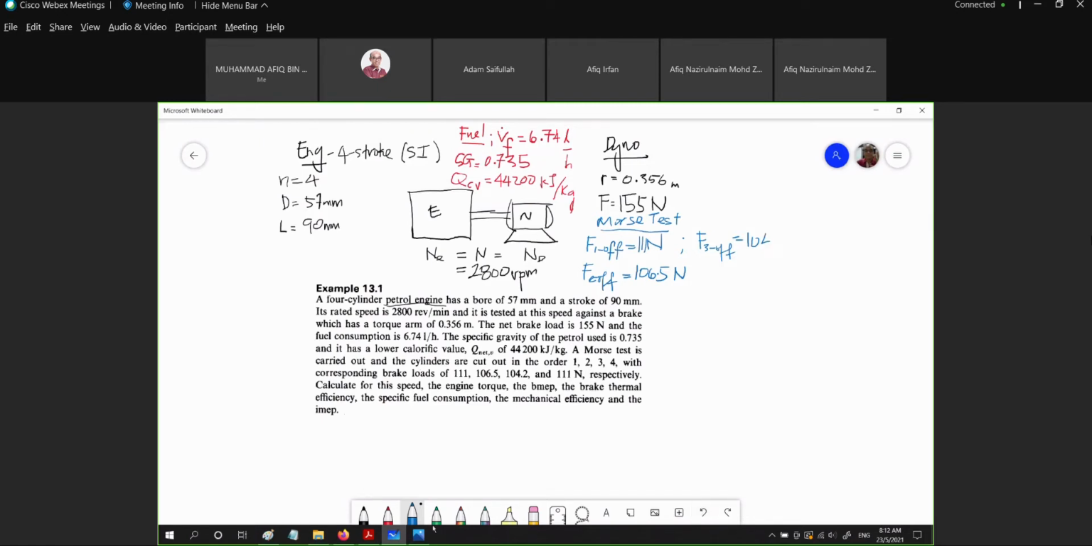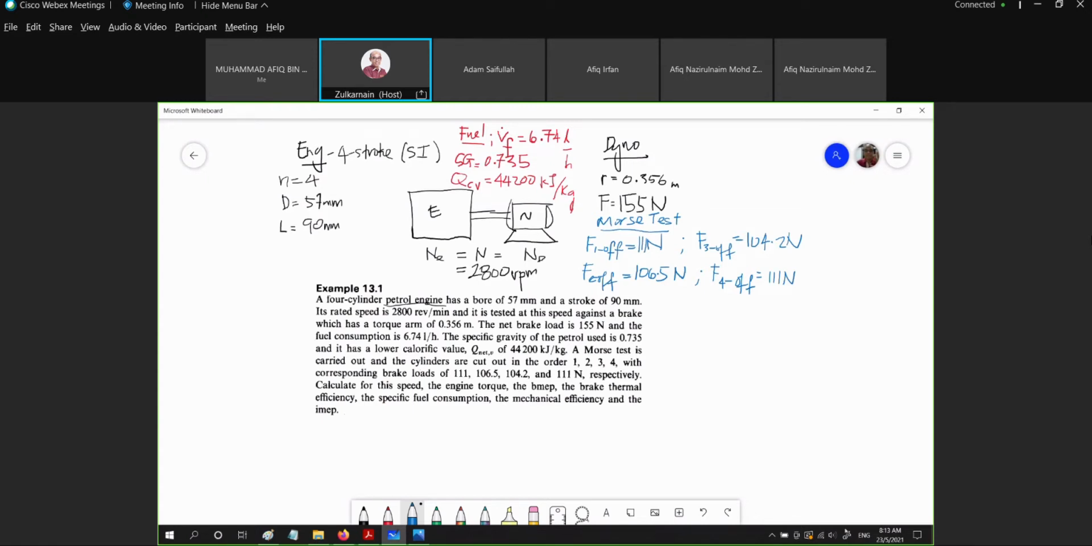Okay, 104.2 Newton. And lastly, bila kita punya silinder nombor 4 off, kita akan dapat dia punya force adalah 111 again ya. So ada a bit variation ya. Ini biasa berlaku lah. Every cylinder tidak boleh menghasilkan force yang sama pada dyno. Ada a bit variation lah ya. Jadi ini yang diberikan nilai-nilainya.